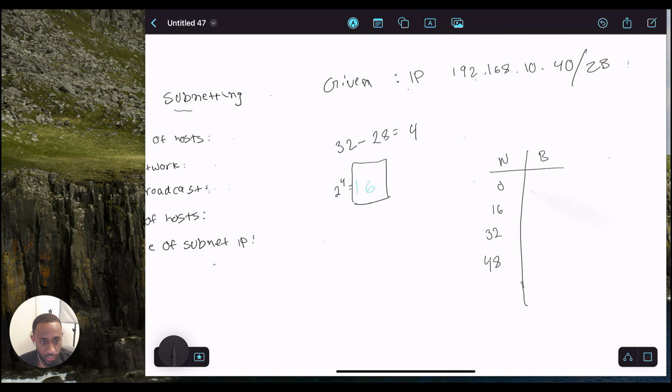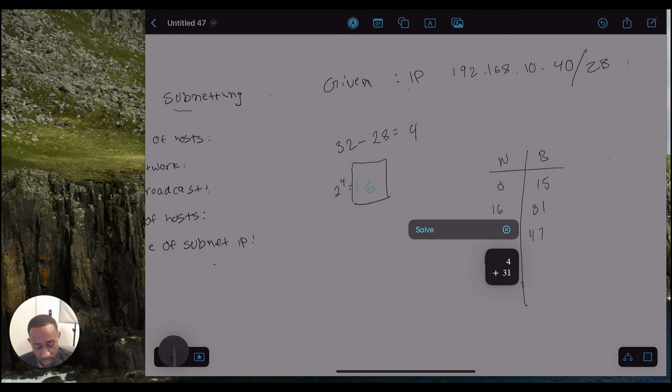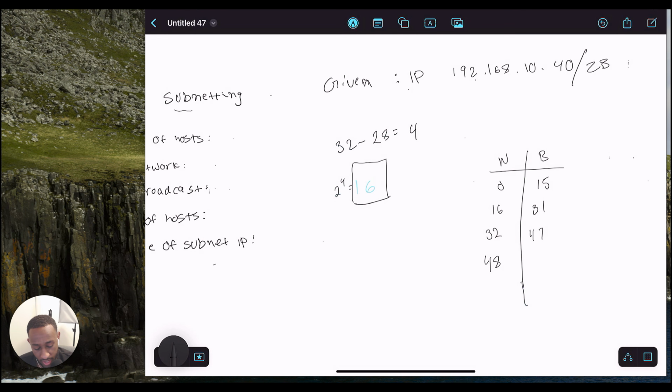Now, all we have to do is on the broadcast side, we're just going to do 16 minus 1. We're always going to do this number minus 1. So 16 minus 1 is going to be what? 15. 32 minus 1 is going to be what? 31, right? 48 minus 1 is going to be 47. And then we could kind of just stop there, right? So that will cover that.